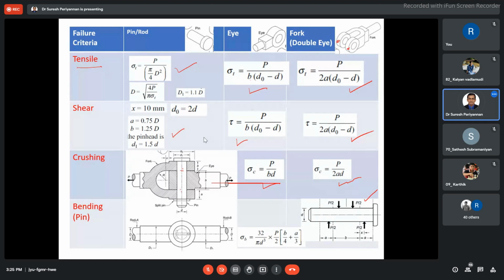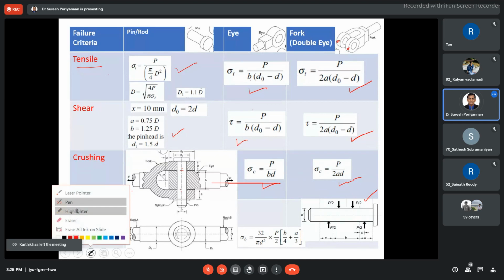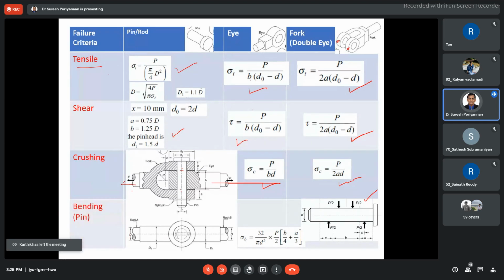Yesterday we discussed that the dimensions of the components can be defined based on the failure condition. We considered first the rod. Due to tensile behavior, sigma t is equal to P by pi by 4 D square, and we are able to find out the rod diameter capital D.